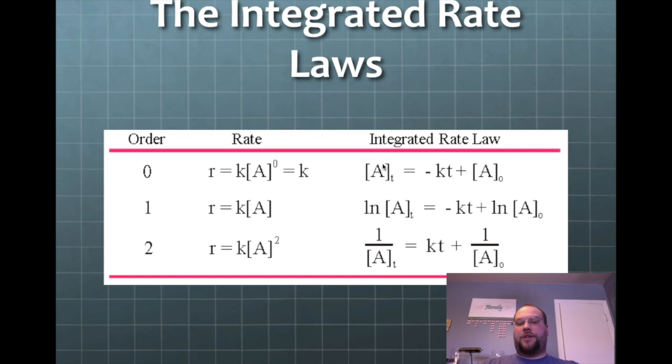So the concentration at a given time, that's what that sub t means. So let's say the concentration at 50 seconds. That's going to equal negative k times that 50 seconds plus the initial concentration. A naught is the initial concentration. So if I want to know what the concentration is at 50 seconds, that's going to equal my negative k times that 50 seconds plus the initial concentration. All right, so that's nice and easy. And then it's pretty much the same thing, except we toss in a natural log, and over here we toss in an inverse or 1 over.